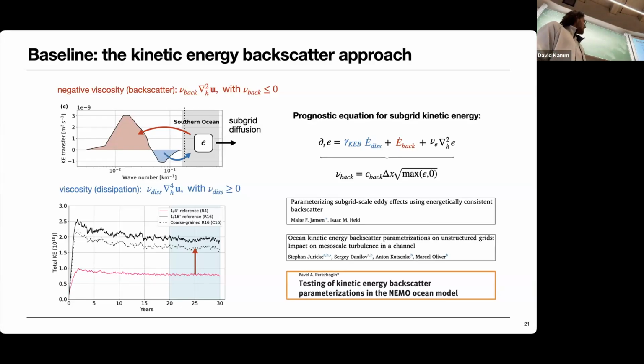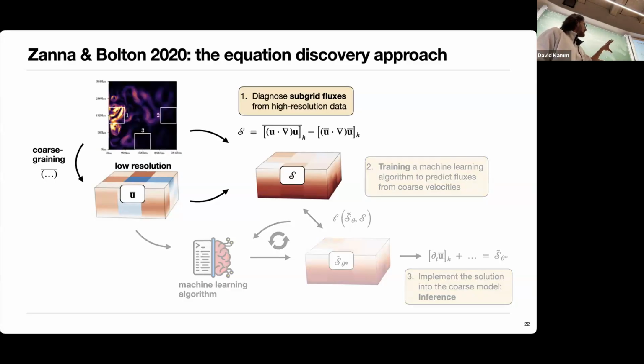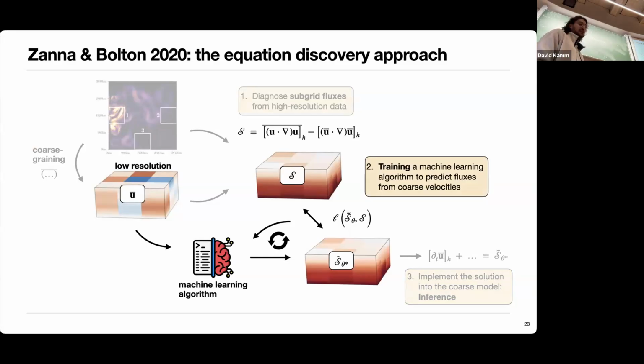And so now that you've seen what we're trying to parameterize, let's go about the data-driven methods. So again, this is exactly the same schematic that you've seen before. And I now want to go through it for two different parameterizations. So one is the Zanna-Bolton 2020 parameterization, which follows the same schematic. Just you have as high resolution data, they used quite idealized model simulation of a rectangular grid box. And for training a machine learning algorithm, they chose an equation discovery approach.